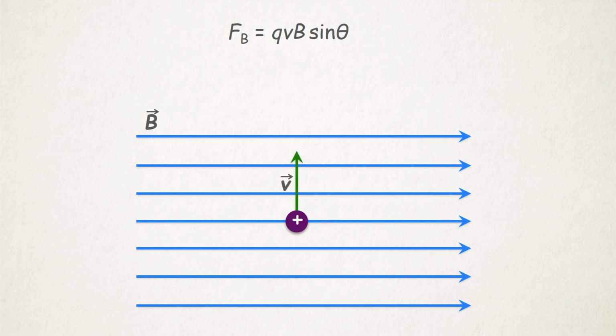If the charged particle moves in a direction perpendicular to the magnetic field, then the angle between the particle's velocity and the magnetic field is 90 degrees. And since the sine of 90 degrees is equal to 1, the force is equal to the charge times the speed times the strength of the magnetic field.